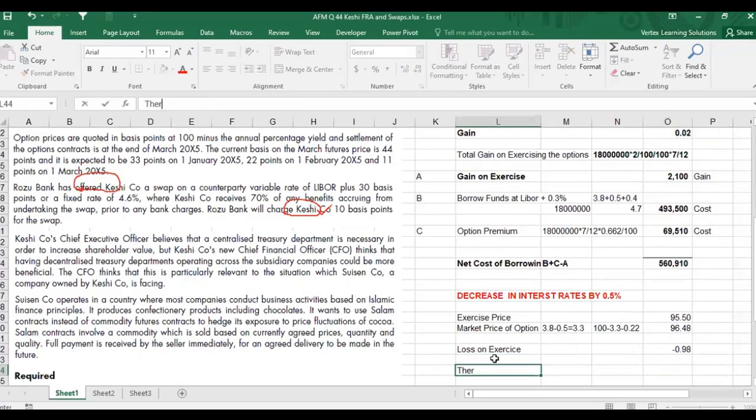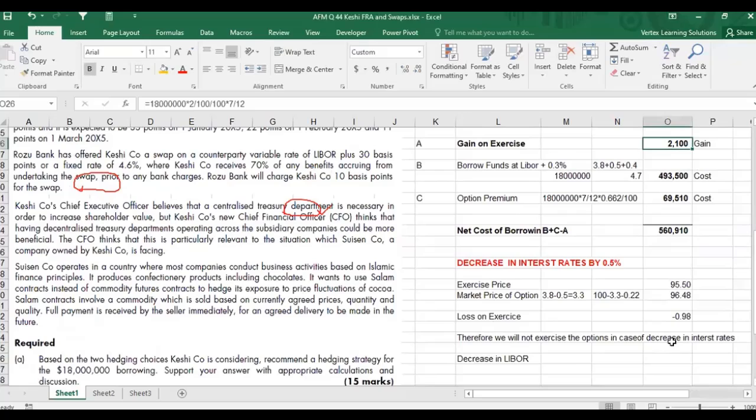Therefore, we will not exercise the options in case of a decrease in interest rates. Are we clear on that? Yes, sir. It is the opposite, because if interest rate goes up, it becomes favorable. You exercised and you made a gain, a two basis point gain. Now you are not making a gain.